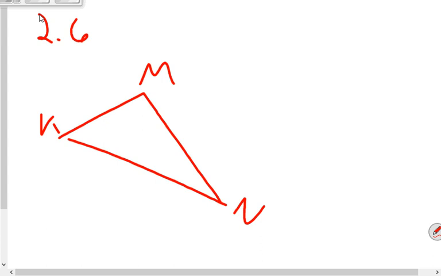Okay, so you got KAM. There's your 9 degrees, 7, and 11. Okay, so we're going to solve this triangle. So that means we're going to find every angle and every side. Okay? I'm going to start with angle A.